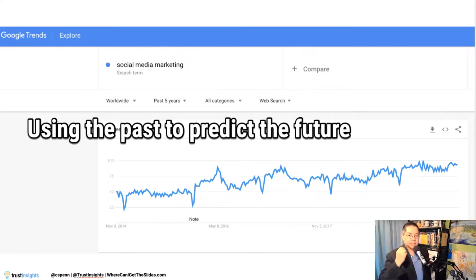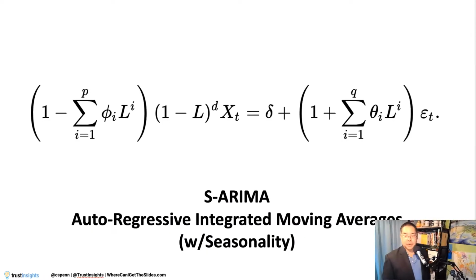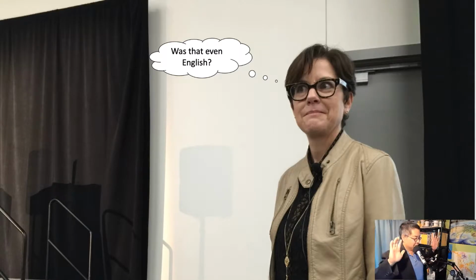Fundamentally, predictive analytics is about using the past to predict the future, and we do this with math. Math, the mathematics of statistics and probability, to take past data, look at the variations in trends, and then see where that trend is going. The most common algorithm for this is what's called autoregressive integrated moving averages with seasonality. And some of you are like, well, stop the train, I'm getting off. Right? It's okay.